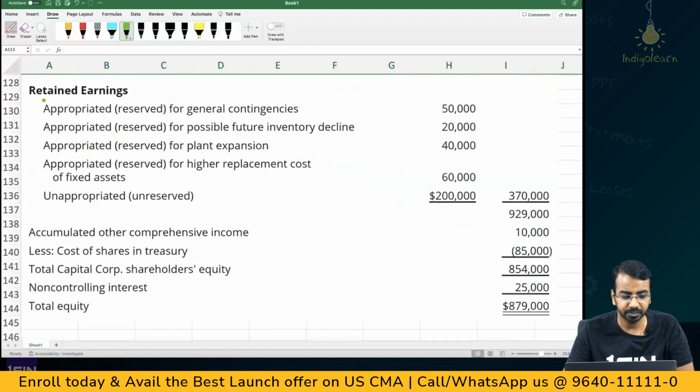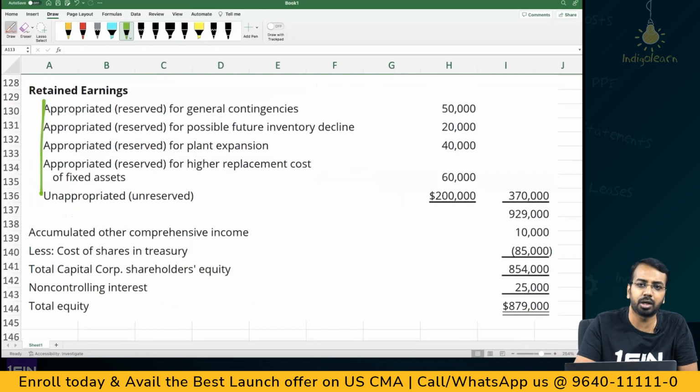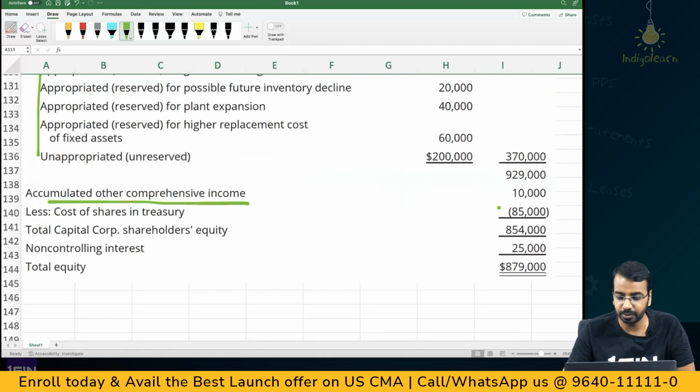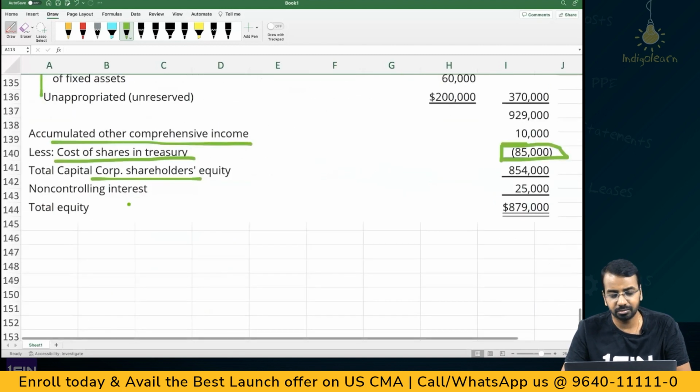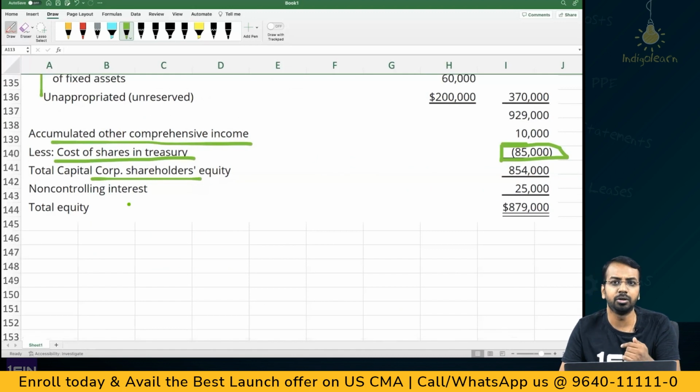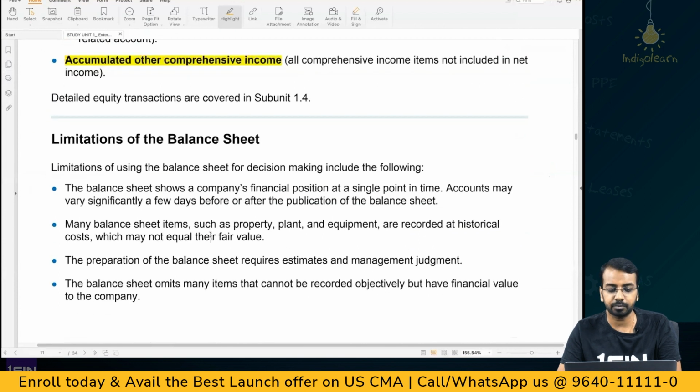Retained earnings, basically accumulation of all your earnings which will be distributed subsequently. Then other comprehensive income is shown here, and see this cost of shares in treasury. So you will reduce the cost of shares in treasury and that will give you the total shareholders' equity. And you're not required to prepare consolidation right now. When we come to that, you will also have something called non-controlling interest or minority interest, and that will give you the total equity. So that is all about the assets, liabilities, and equity.